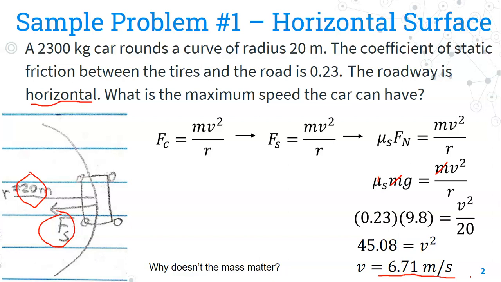Now, from a physics perspective, let's think about why the mass doesn't matter. Well, it seems like it should matter because the more mass, the more force you would need to hold it in place. However, you also have to keep in mind that the more mass an object has, the more the force of friction is acting on it. So it needs more force, but it also has more force available. So hopefully that makes some sense. It needs more force, but also has more force in the first place.